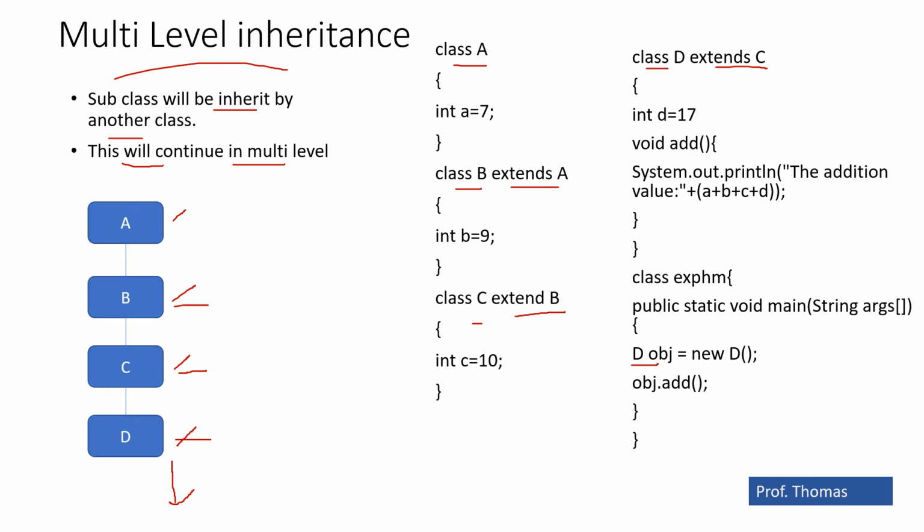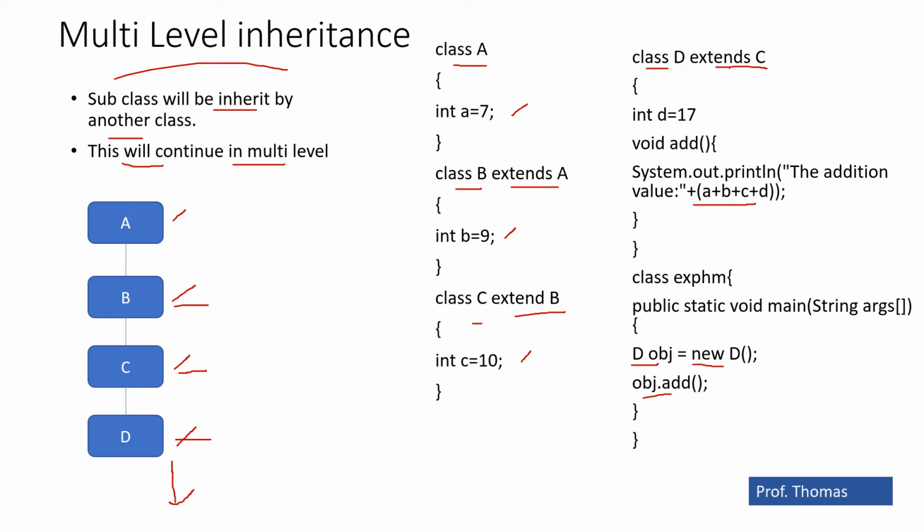Here we create an object for D. Object dot add. In this we add all the variables A plus B plus C plus D. Since class B extends A, class C extends B, and class D extends C, class D can access all of these class variables.